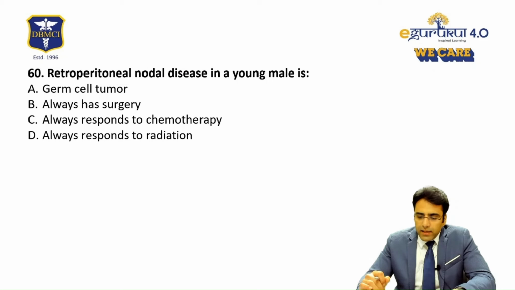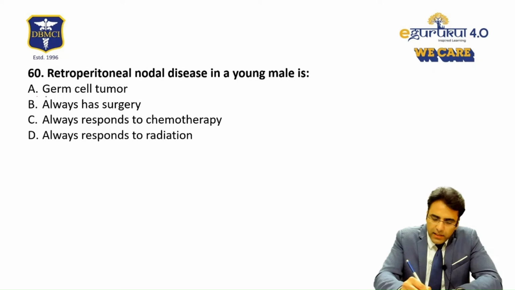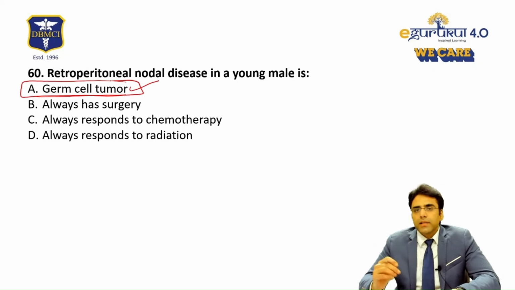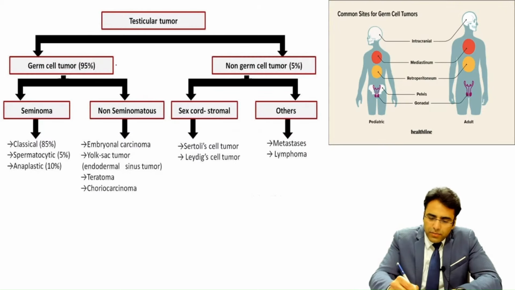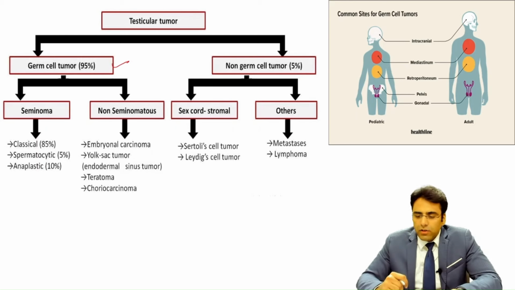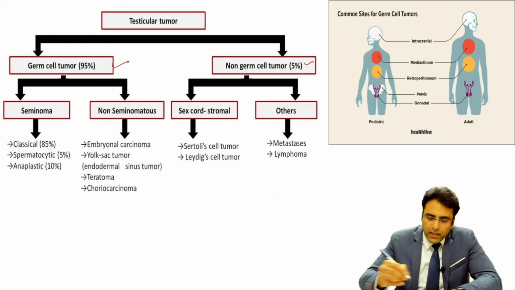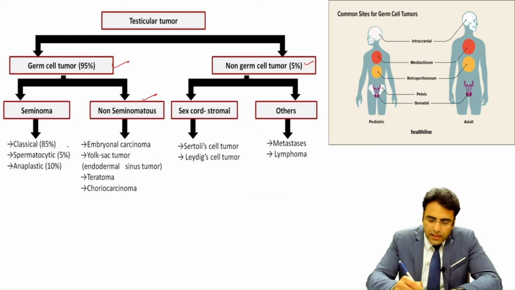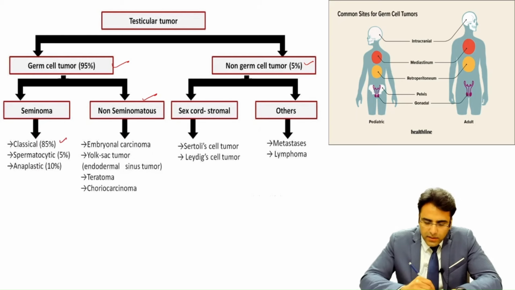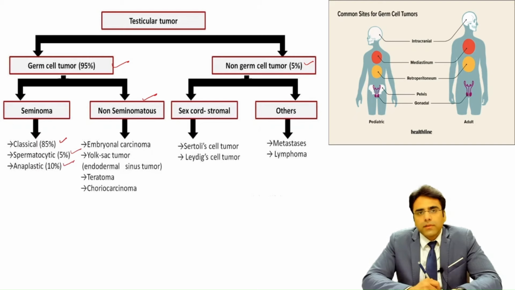Retroperitoneal nodal disease in a young male is what? The most common cause is germ cell tumor. Retroperitoneal nodal disease in a young male is germ cell tumor. Now, testicular tumors are of two types. We have germ cell tumors accounting for 95% and non-germ cell tumors for 5% of the cases. Germ cell tumors include seminomas and non-seminomatous germ cell tumors. Of the seminomas, classical seminoma accounts for 85%, spermatocytic seminoma 5%, and anaplastic 10%.